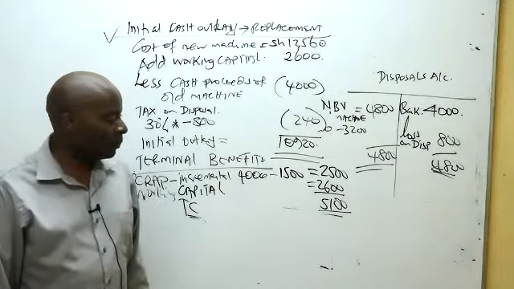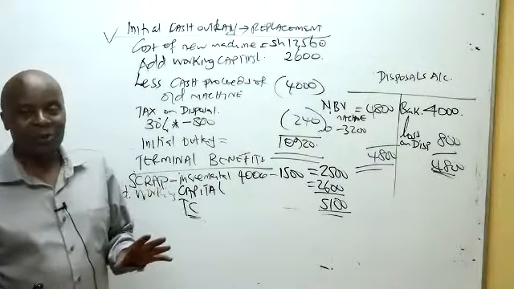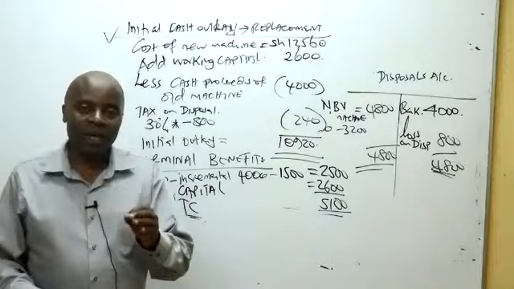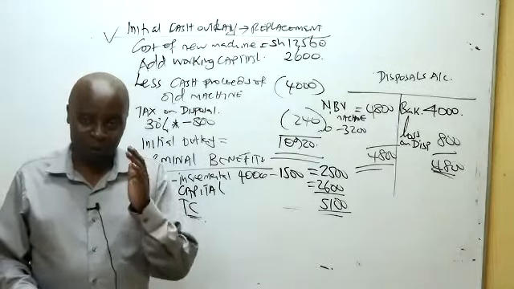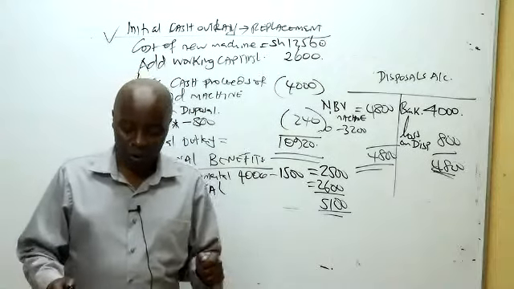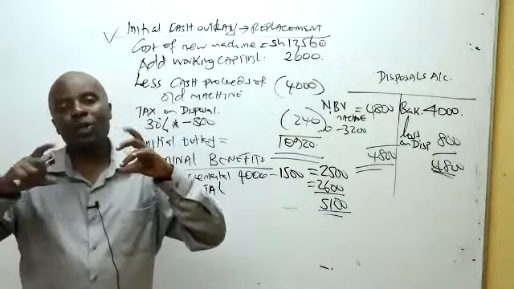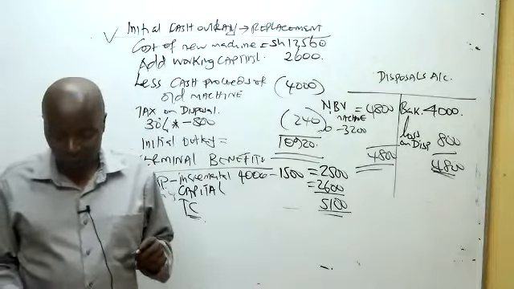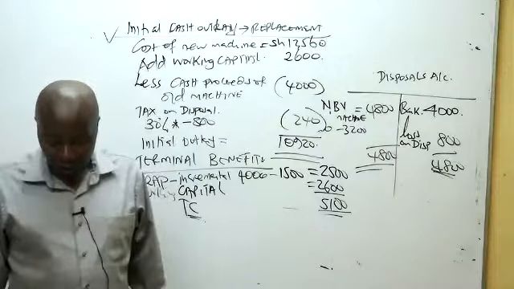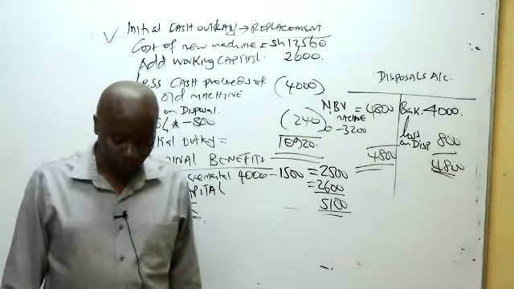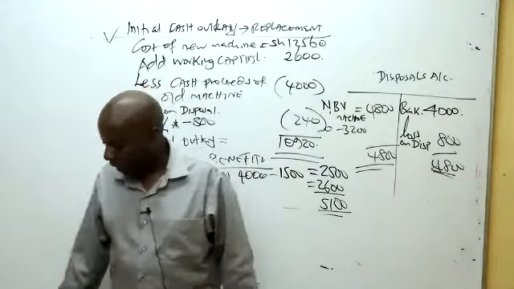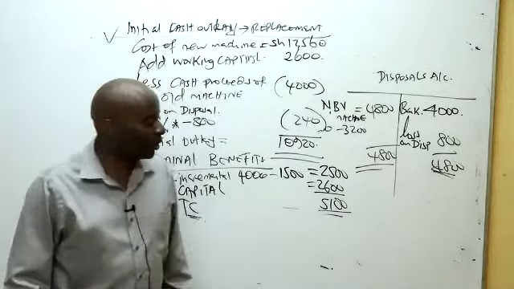5,100. Now, we come to the gist of the question. We want to take over the juicy part of this particular question, ladies and gentlemen: the operational cash flows. So mention there for us, the operational cash flows. What do we have there?